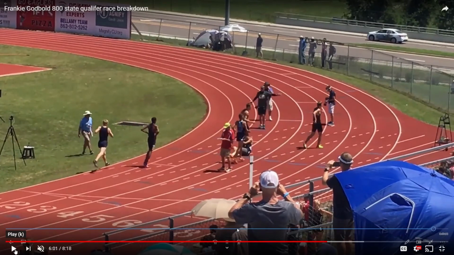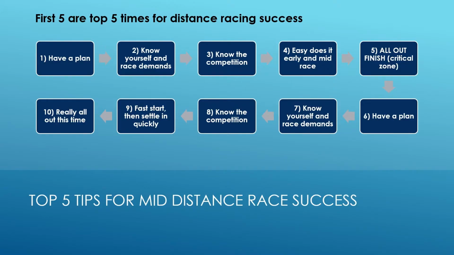So that really kind of shows you, if we get back to this, when Frankie put this all together, Trey really did in his race too, is when you have that plan, you know yourself and the demands, you don't get ahead of your plan, you know the competition and what you can and can't do, that fast start, but a settling in quickly so you're not doing too much, and absolutely everything you've got for that last, whatever the critical zone is for the race, about the last lap for the 1600 meters, about the last 200, 250 for the 800, and just really kind of going all out at that point.